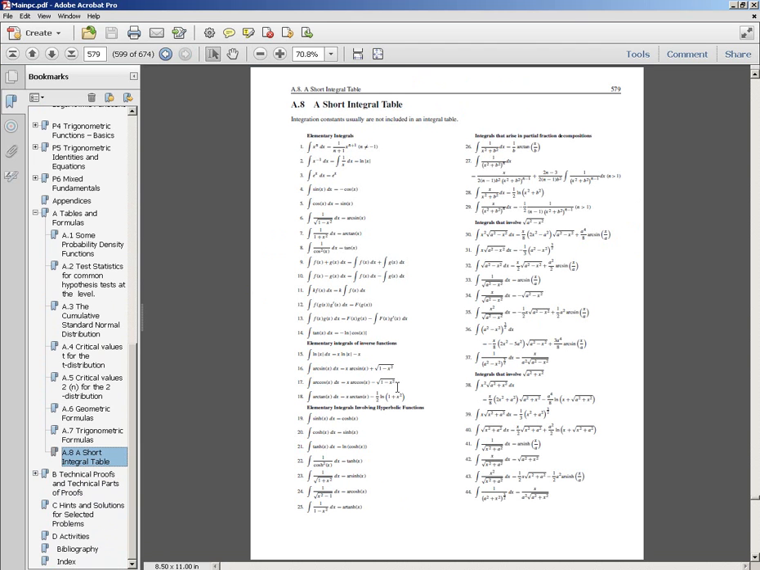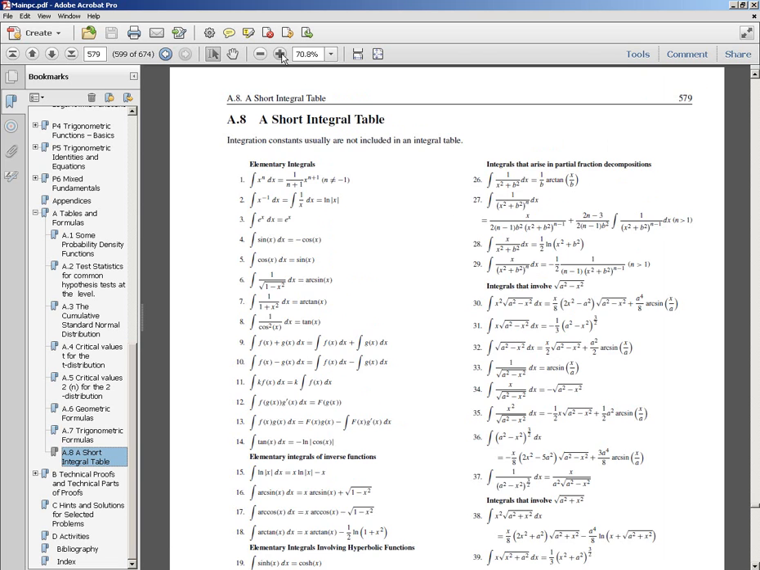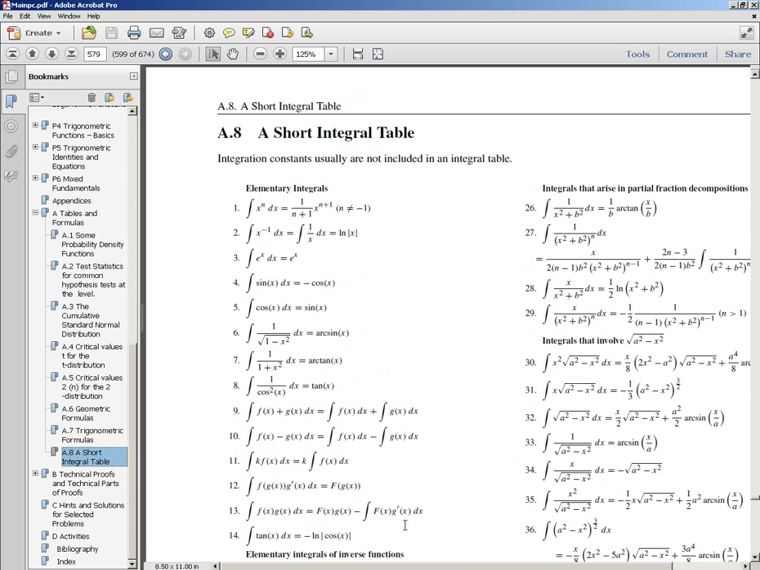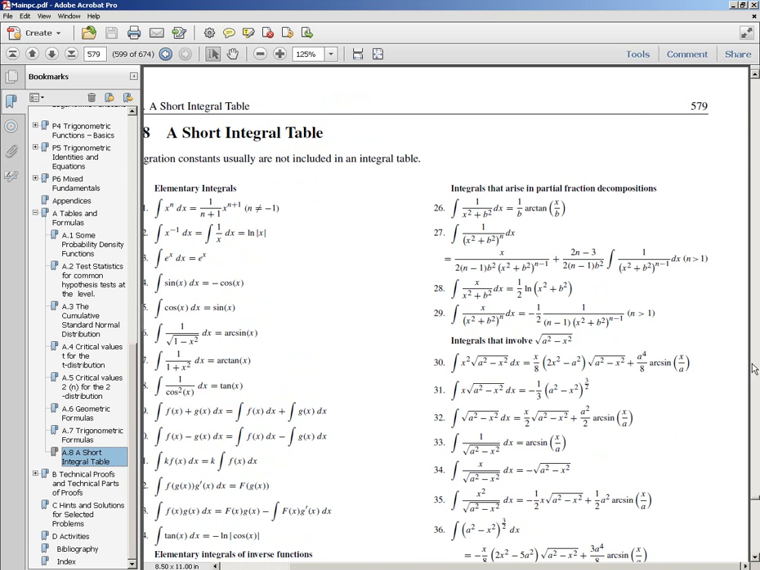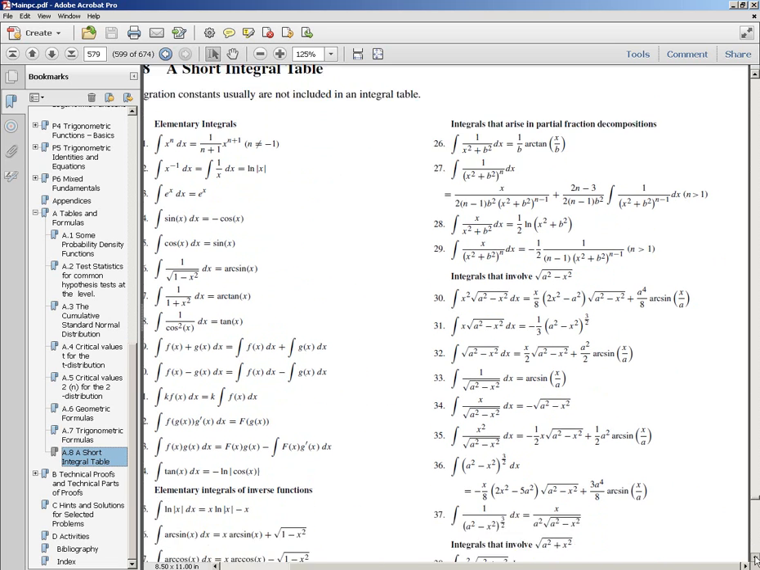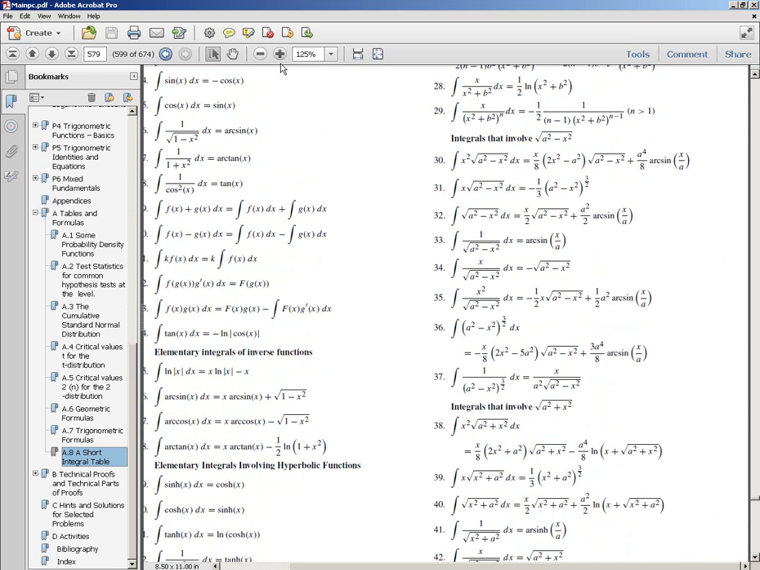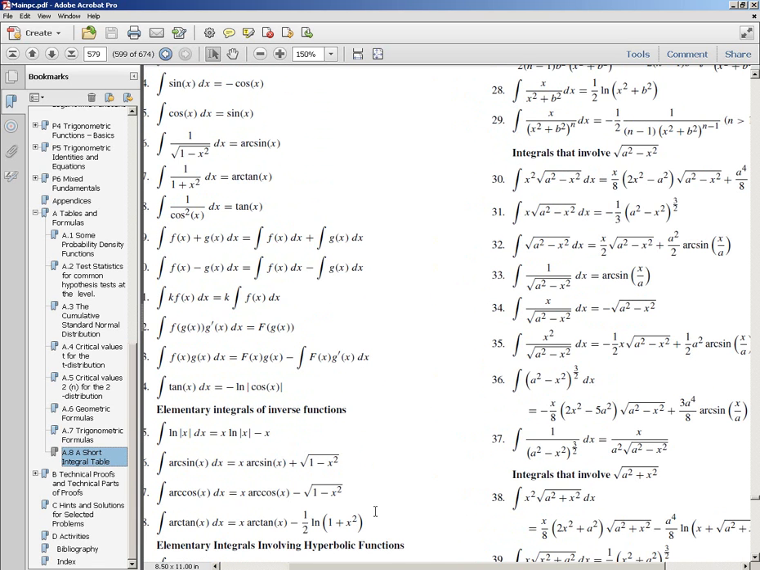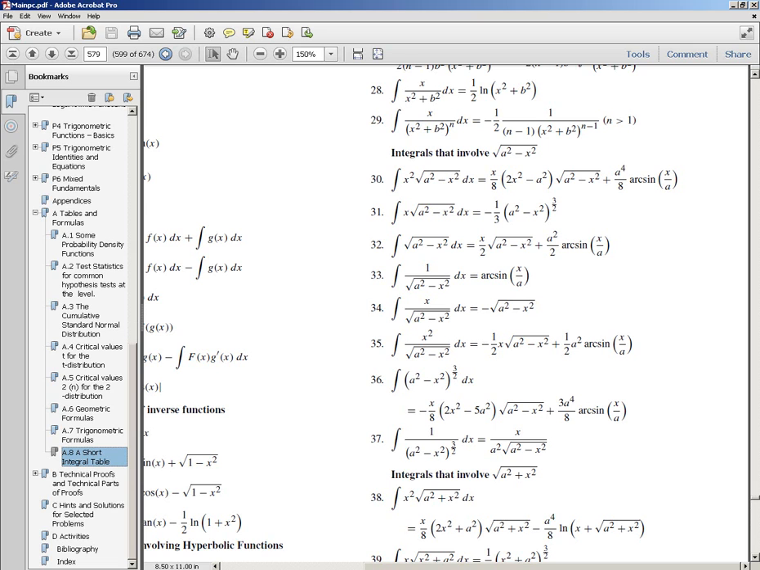And the way integrals work, this is a bit hard to read, but they're typically sorted by integrals that involve certain terms. And we can see here there are integrals that involve square root a squared minus x squared. So let's magnify that a little bit, and let us just focus on the integrals that involve square root a squared minus x squared. That should be visible on your screen now.